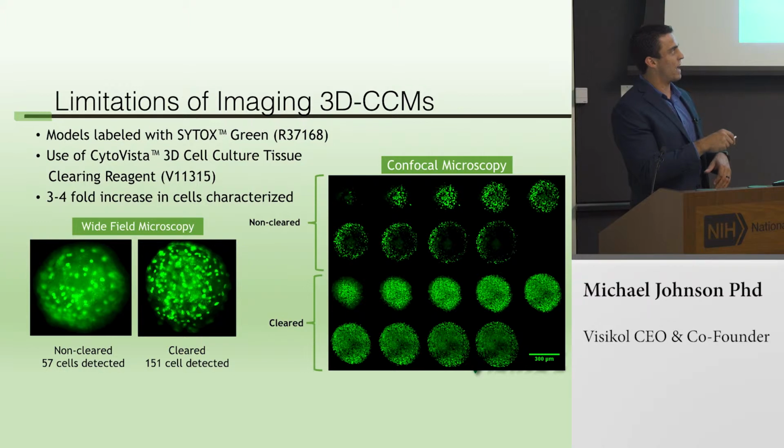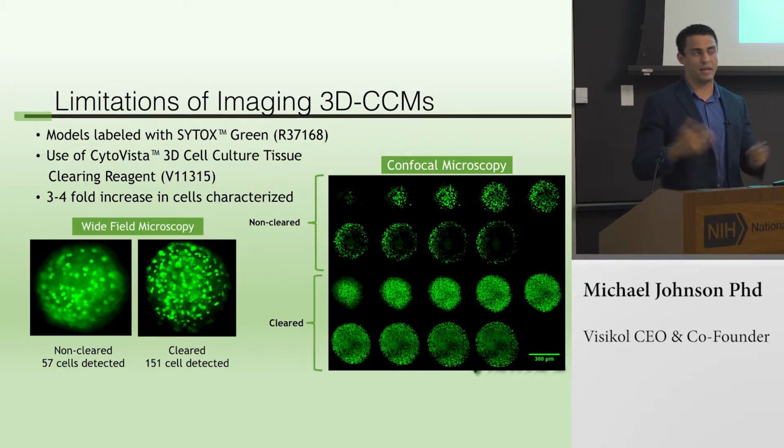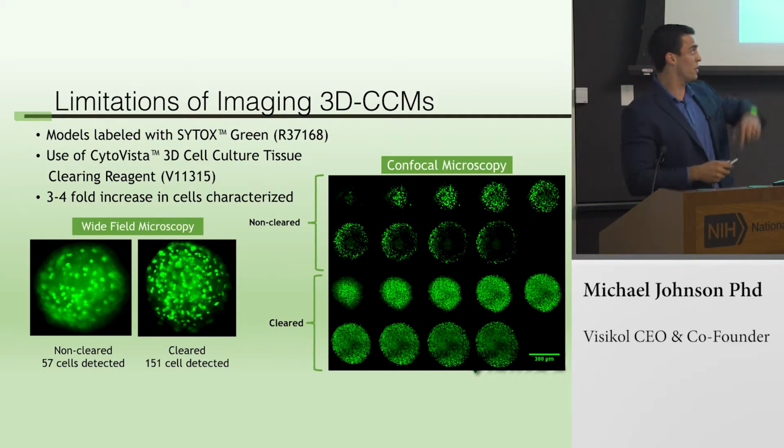But if we take this exact same model here, which is just labeled with the nuclear stain, and we go ahead and clear it, we actually acquire pretty much all the data throughout the depth of that model. So we're filling in the interior. The reason this is important is you're running some kind of drug screen or any assay really, and you're only characterizing the exterior of these models, you're biasing your results towards the cells on the exterior, which are vastly different than the cells on the interior of the model, which I'll show you in a little bit.